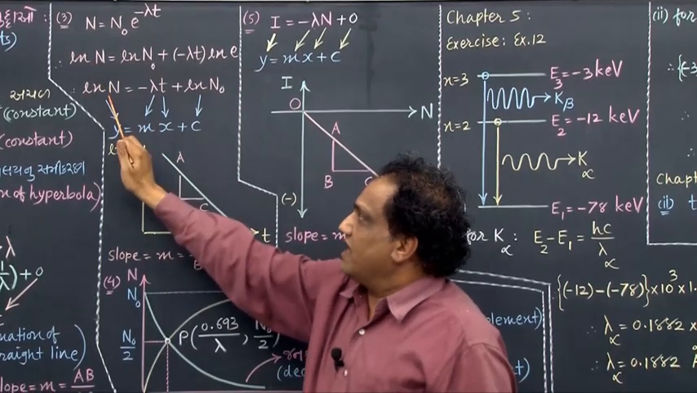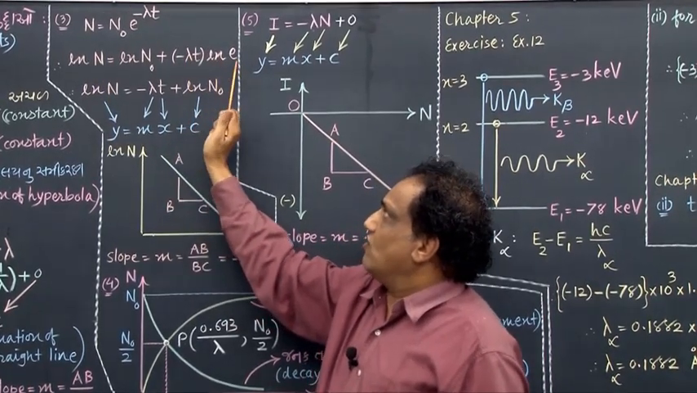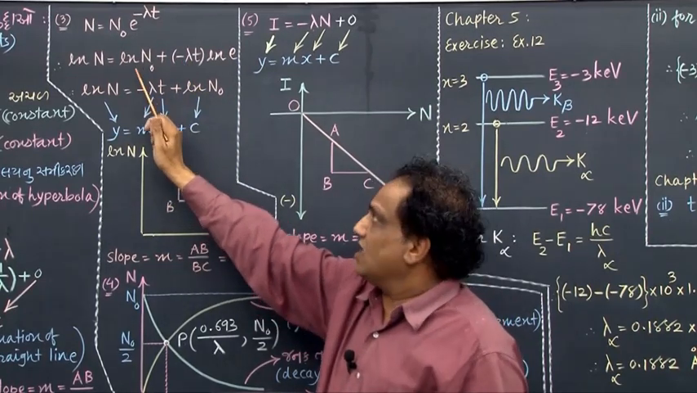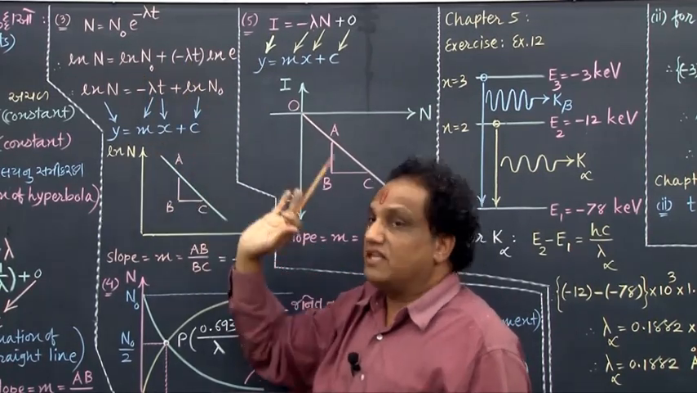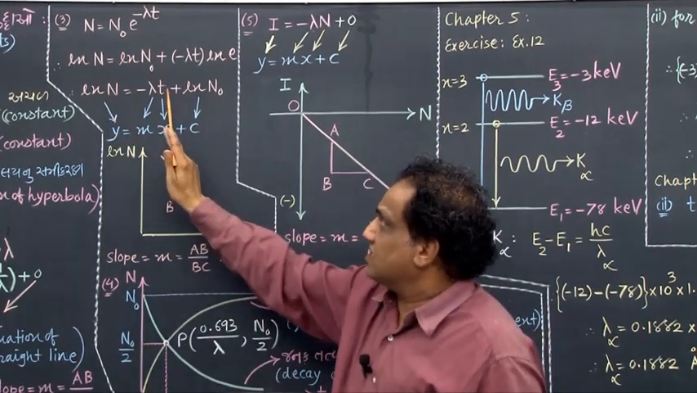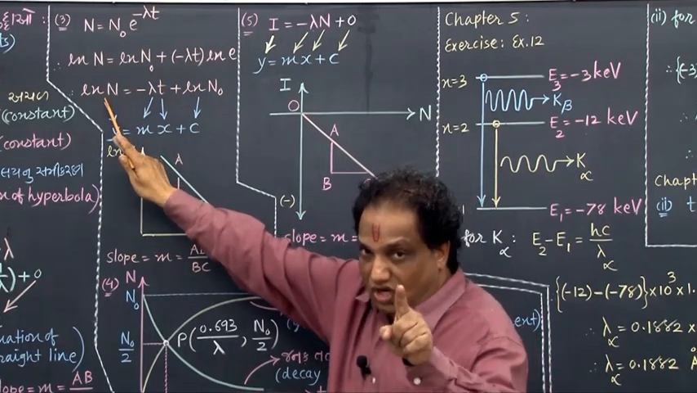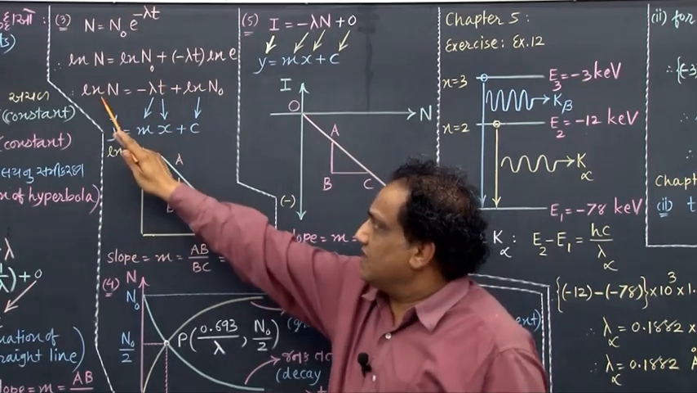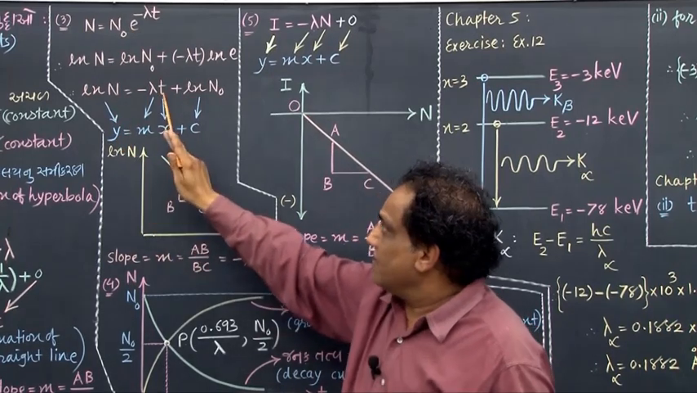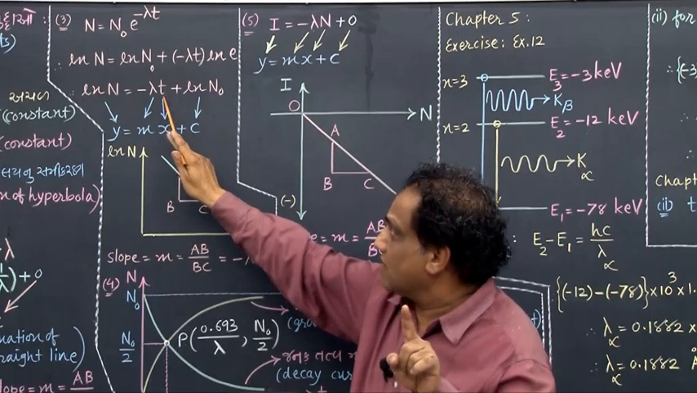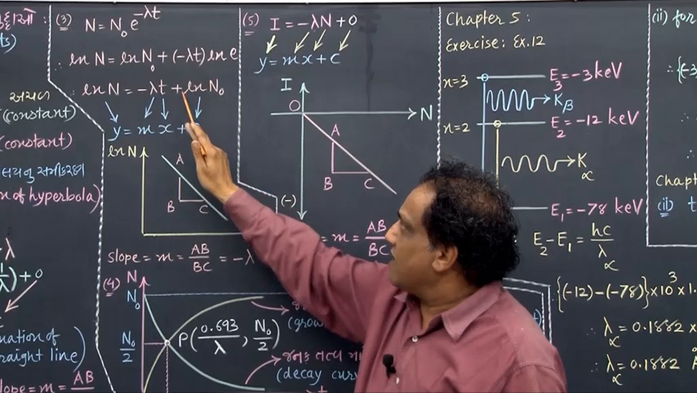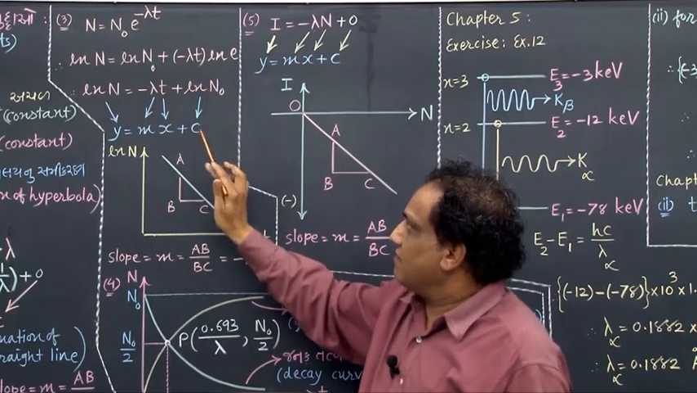Now, this natural log of n as it is, this is natural log of e, which is 1, times minus lambda t, I am writing first, and later on I am writing plus natural log of n0. Suppose I want to plot a graph of natural log of n versus t. Let me take this on y-axis, then it will be compared with y coordinate. If I am taking time on x-axis, then I should compare it with x coordinate. Minus lambda I just compare with m, and this part natural log of n0 I just compare with c.